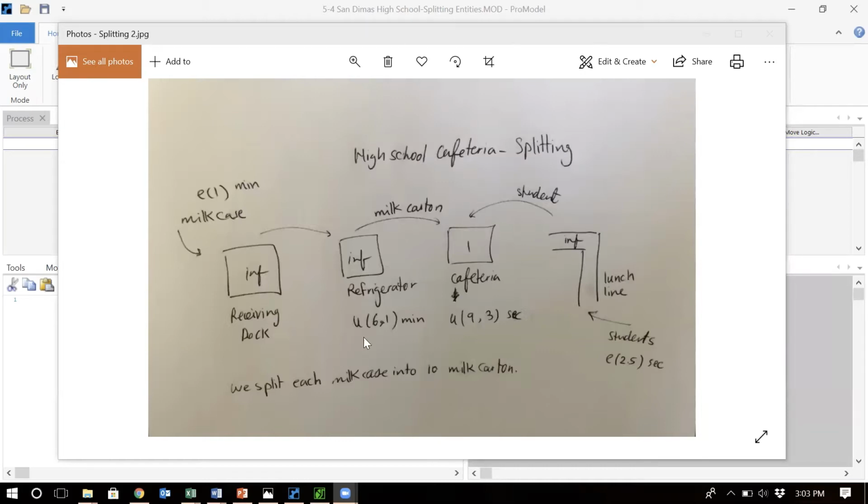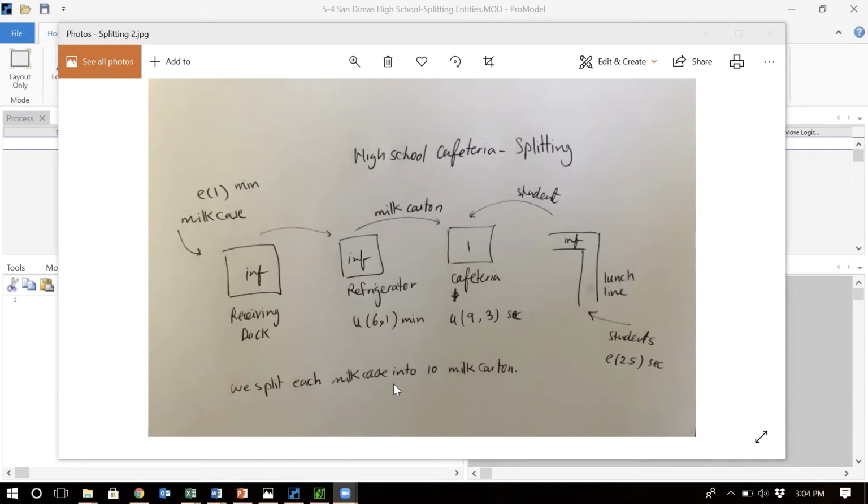So what happens in the refrigerator, in terms of opening a milk case into 10 milk cartons, is what we call splitting. When one specific entity comes to a location, we can split it into multiple other entities. That's what's happening in the refrigerator, and that's what we mean by the concept of splitting. So here in this model, we want to see how we can implement such scenarios in ProModel.